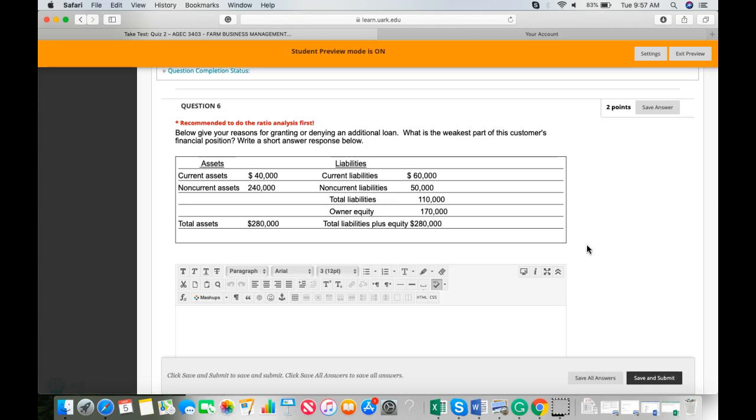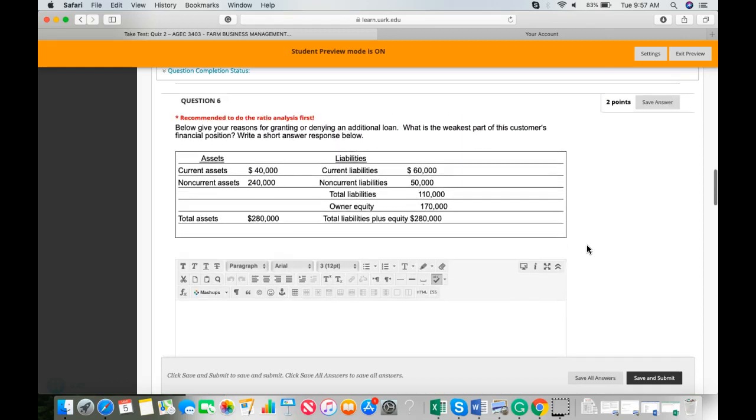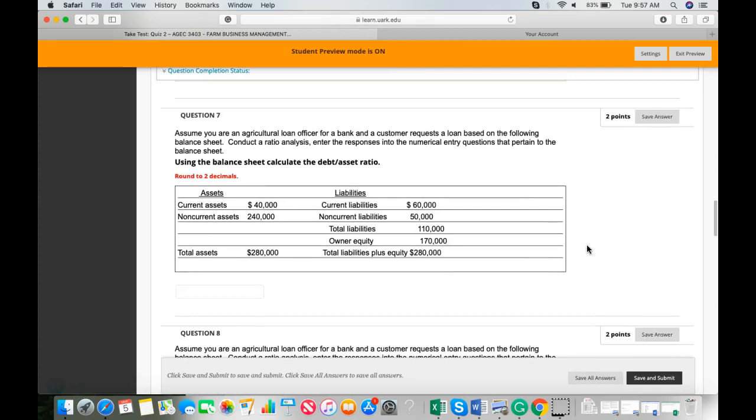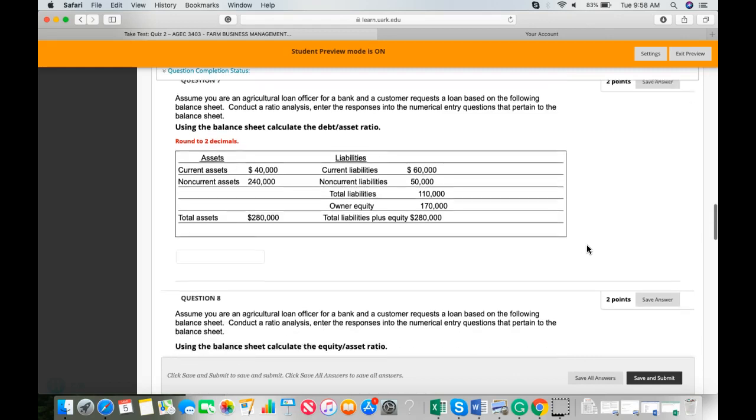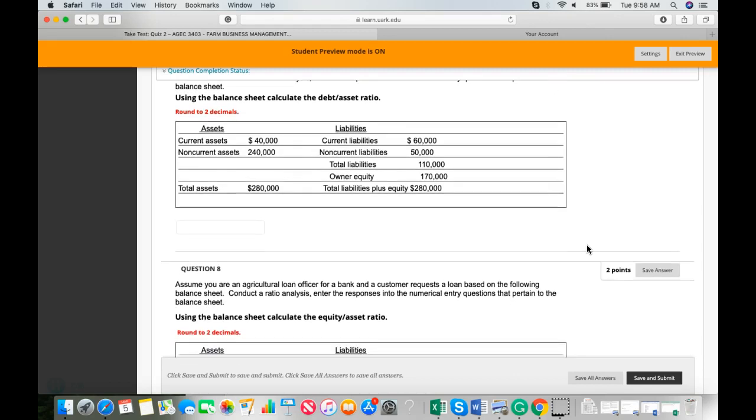Okay, now let's take a look at the very short balance sheet. We'll come back to question number 6. Let's do the ratios first. The debt to asset ratio is total liabilities divided by total assets. That's 110,000 divided by 280,000, and I should get 0.39. There is a margin of error within the Blackboard exam, so if you had rounded up or down, you should not have gotten that one wrong. However, I would appreciate it if you round to two decimals.